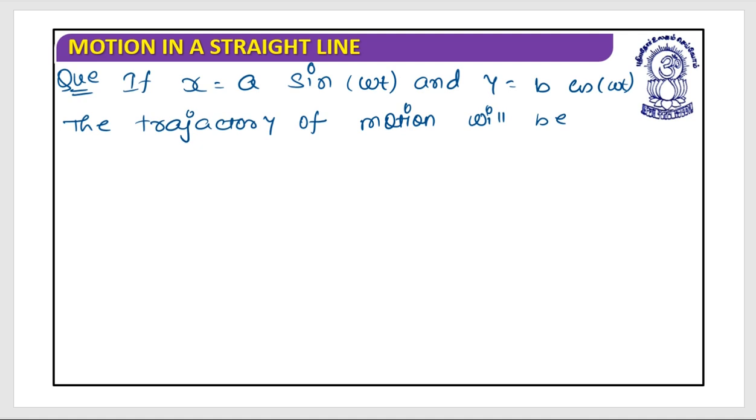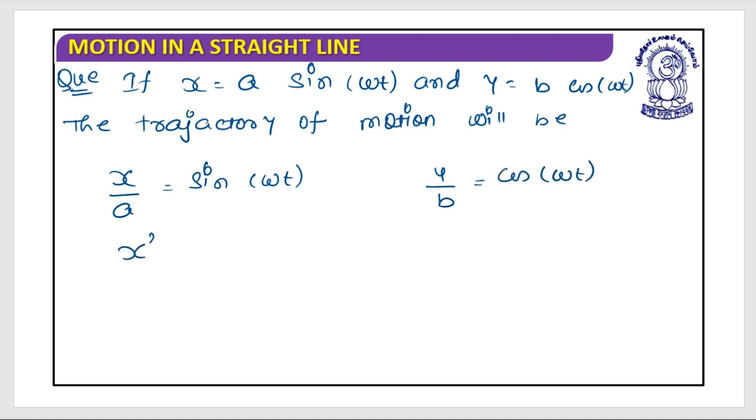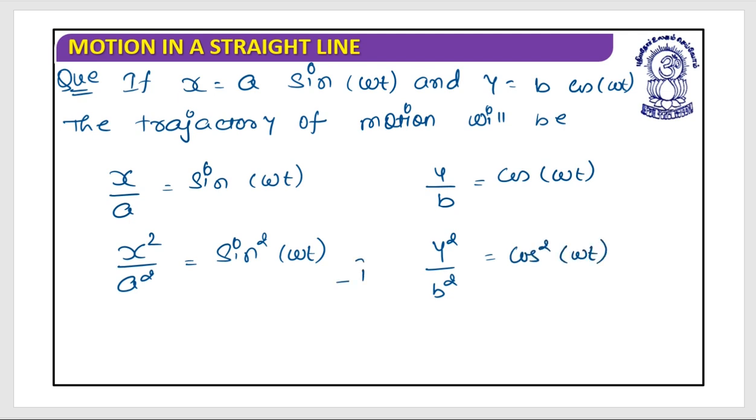So what can you do? What I can have is, can I write like this? x by a is equal to sin omega t, as well as y by b is equal to cos omega t. So x square by a square should be equal to sin square omega t, and y square by b square is equal to cos square omega t. So this is relation number 1. This is relation number 2.